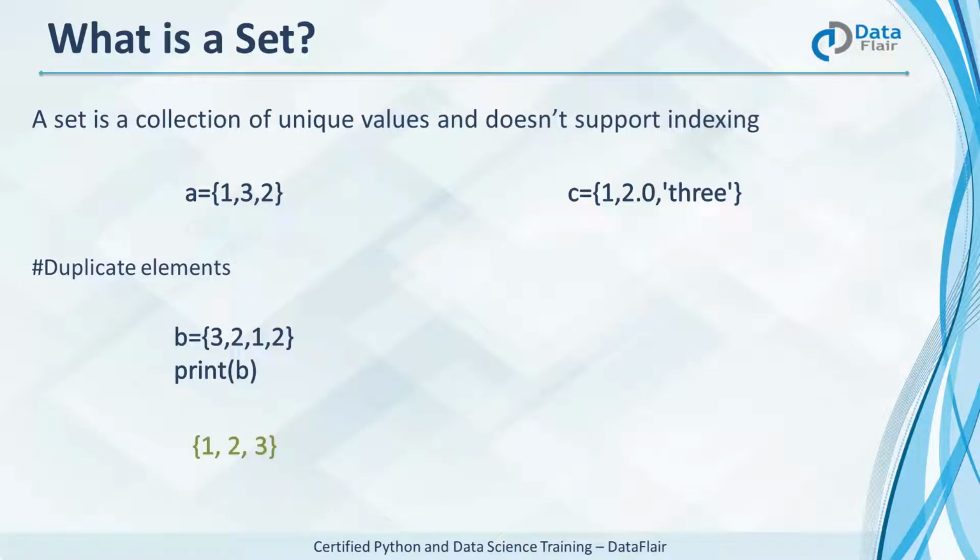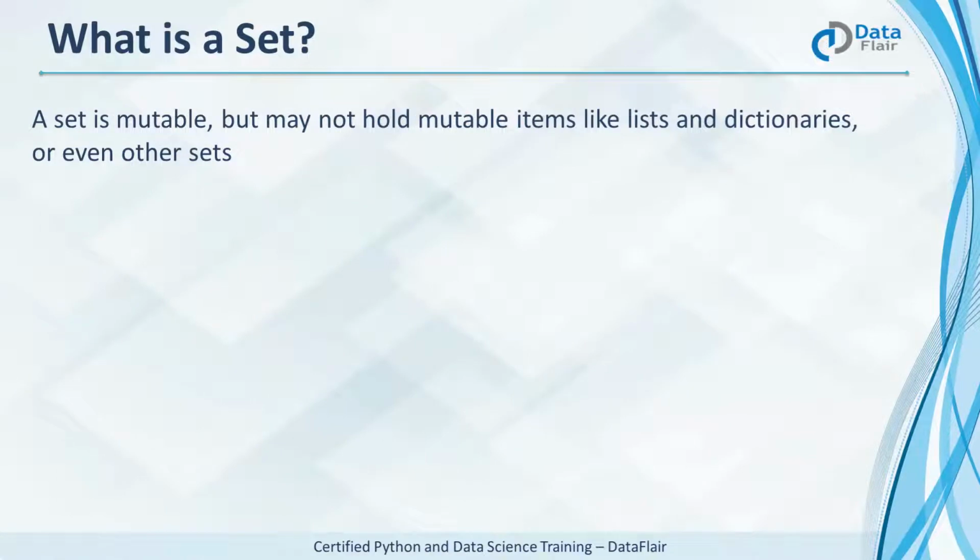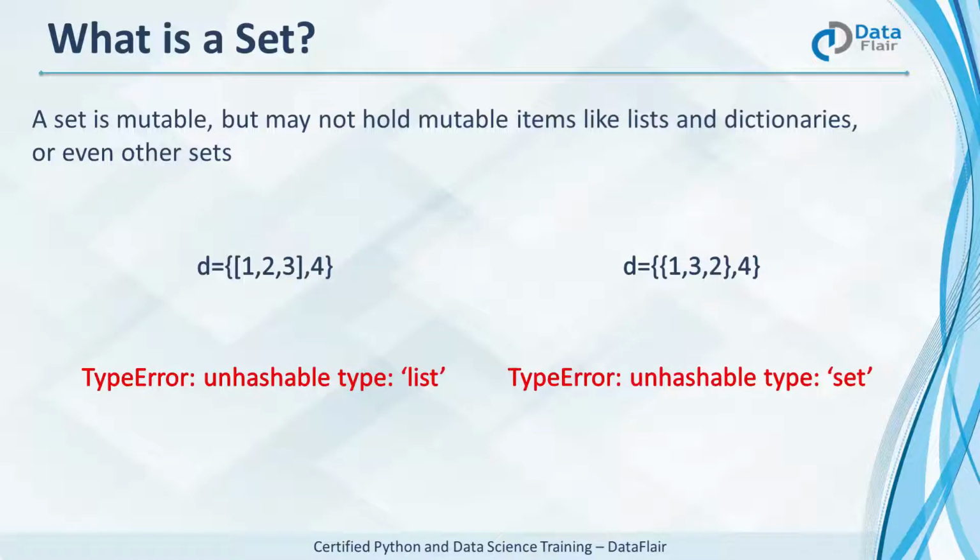You can also create an empty set, but use the set function for this, because empty curly braces create a dictionary, not a set. You can also use the set function to create a set with values this way. Like lists and dictionaries, sets are mutable, but they may not hold mutable items like lists and dictionaries.